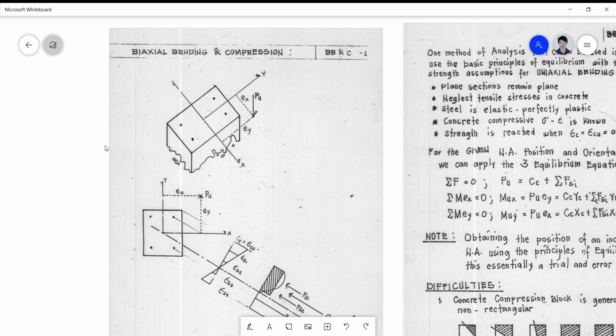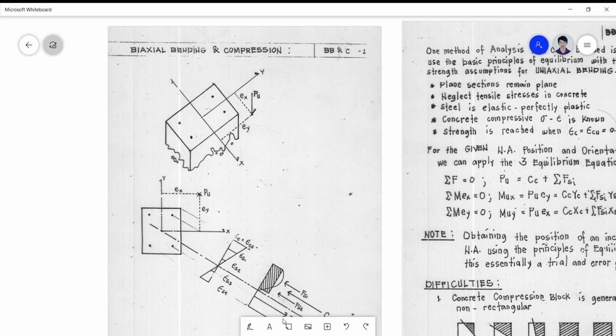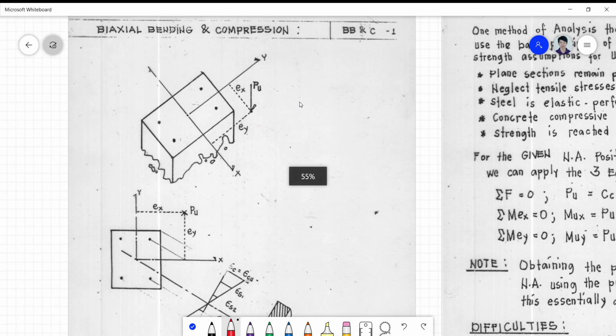Okay, so this is a typical figure you can see on my board of a rectangular column subjected to compression and biaxial bending. If you apply a load equivalent to PU with an eccentricity on both axes, your column will behave biaxially in terms of bending and of course in terms of axial compression.